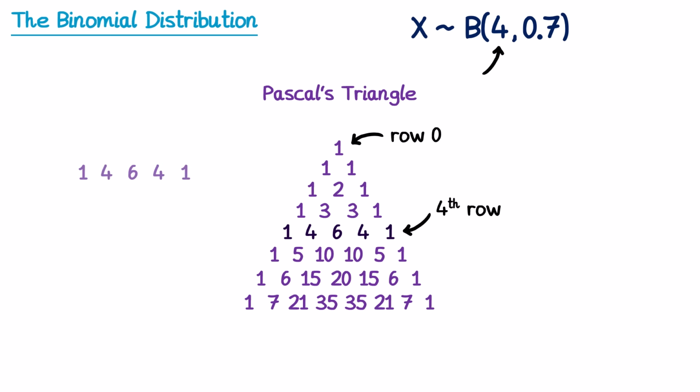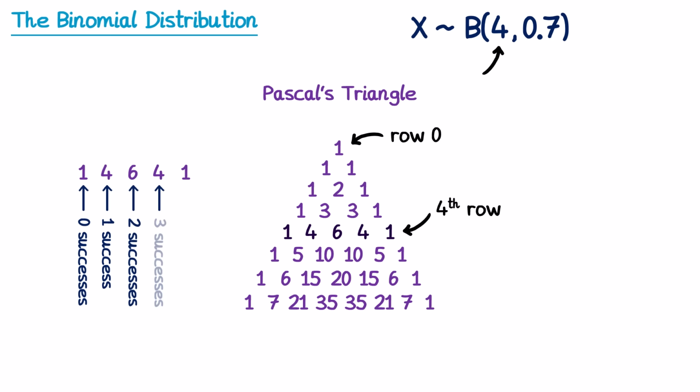If we take these numbers then, 1, 4, 6, 4, 1, this showed us the number of ways of getting 0 successes, this was the number of ways of getting 1 success, and then the number of ways of getting 2 successes, 3 successes, and 4 successes. So if we know this triangle, we're always able to work out the number of ways of doing these combinations. Let's try this with a different example.